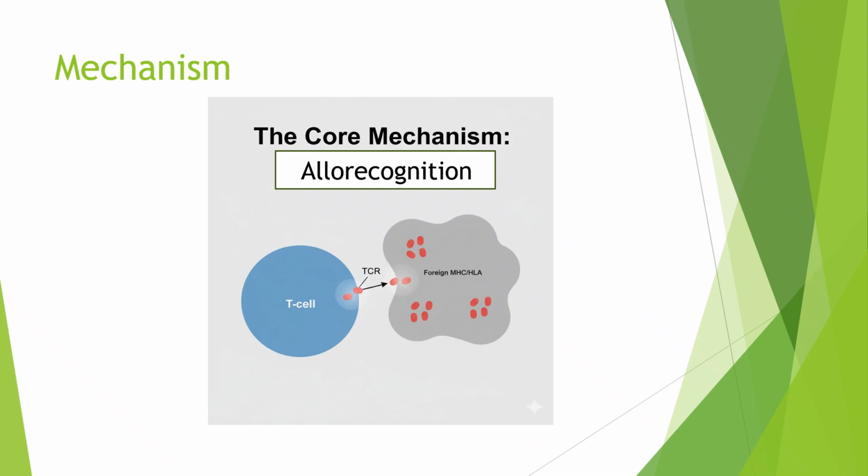Why does this reaction happen? The core mechanism is called allorecognition. T cells check the MHC on the other cells. If the MHC looks different from their own, the T cells start to attack.